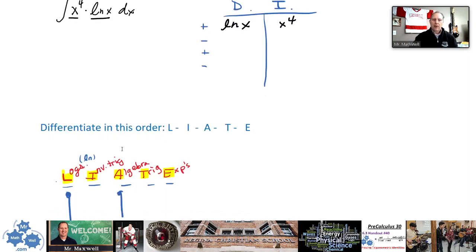The L stands for logarithms, including a natural logarithm. Okay, and this is the order in which you differentiate. So if you have a choice between two functions and one is a log and one is not, you're going to want to put the log in the differential column. Okay, LIATE. What's next?